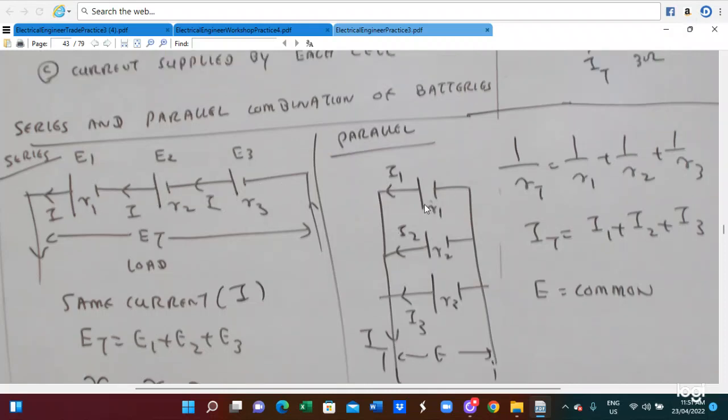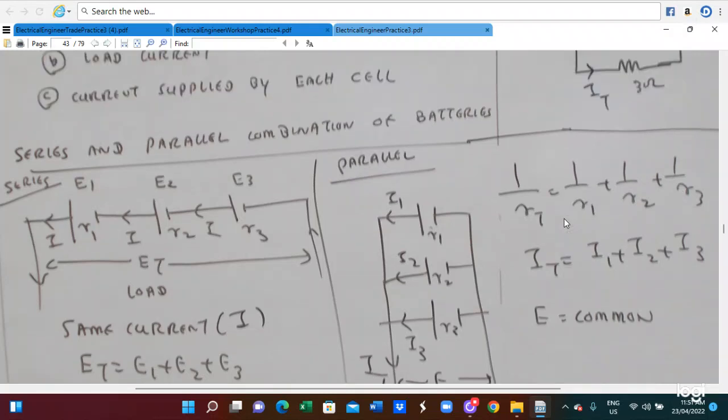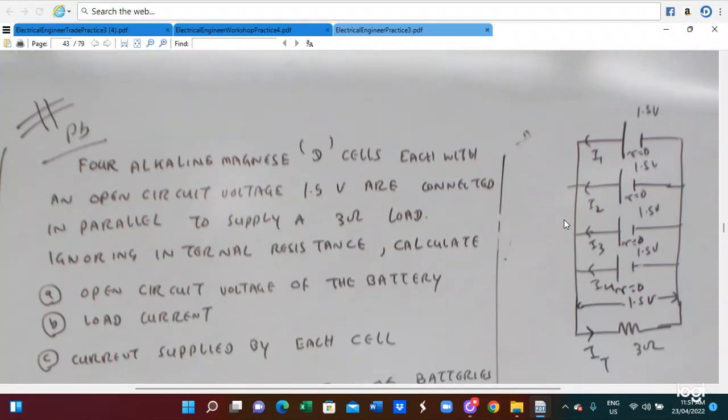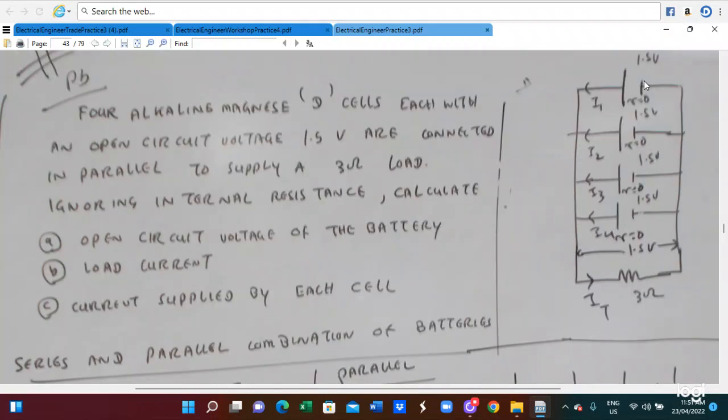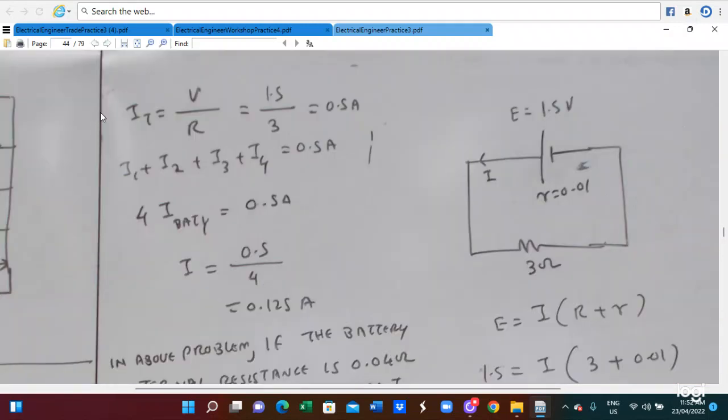In a parallel connection, all the voltages are the same, but the resistance is 1 by RD equals 1 by R1 plus 1 by R2 plus 1 by R3. So the current ID is I1 plus I2 plus I3. So this is the way. All the 4 battery cells are connected in parallel, so the supply voltage is 1.5 volt connected to the 3 ohm load. Internal resistance is 0. So ID equals V by R, 1.5 divided by 3, you get 0.5 ampere.